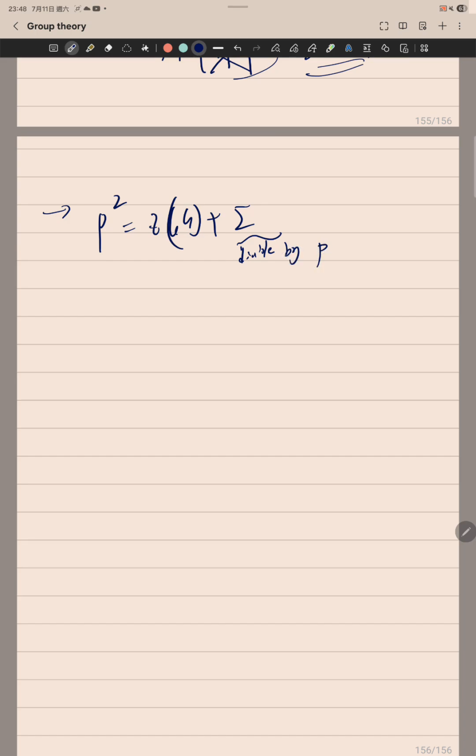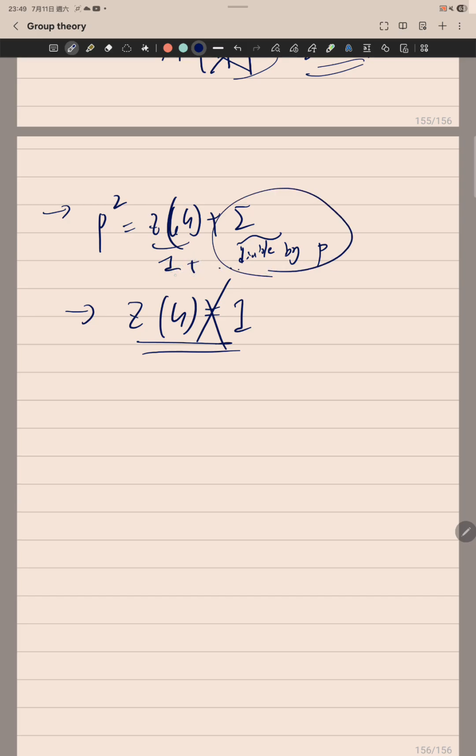Right? So this proves the following. This proves that the center cannot be trivial. If the center is 1, that is a contradiction, because if the center is 1, that means there is some element, and then 1 plus something divisible by p cannot be p squared. So the center cannot be trivial.